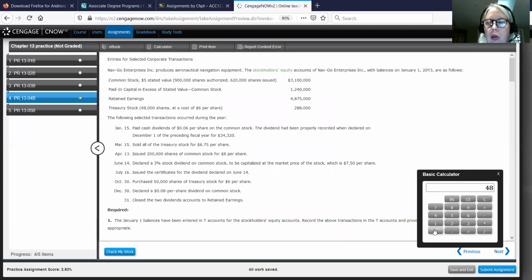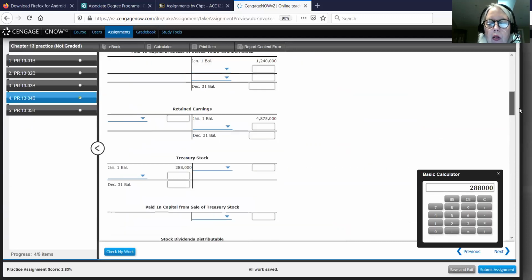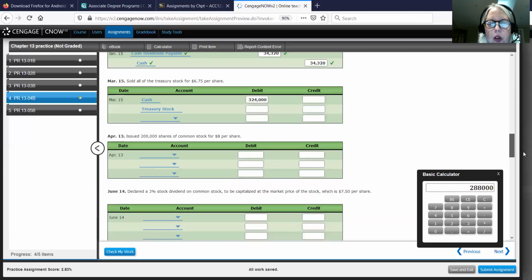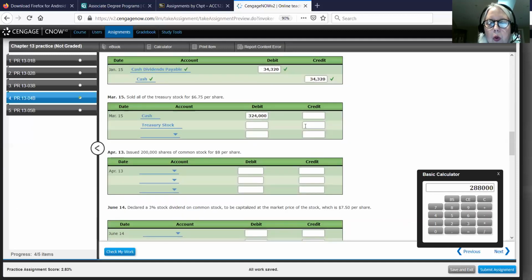So just to check that out, it's 48,000 shares of treasury stock that was given times $6 per share, which is 288,000. Since we sold all of the treasury stock, it is going to be credited for the 288,000.